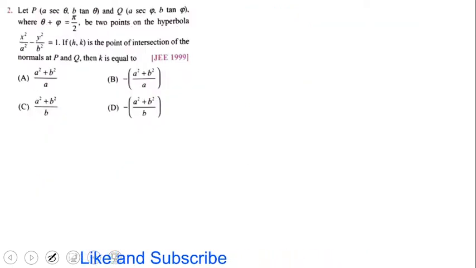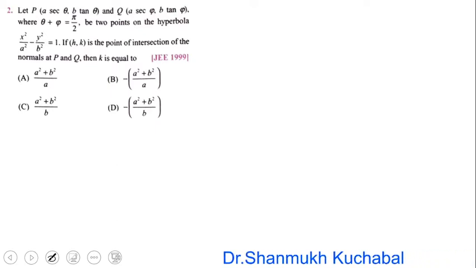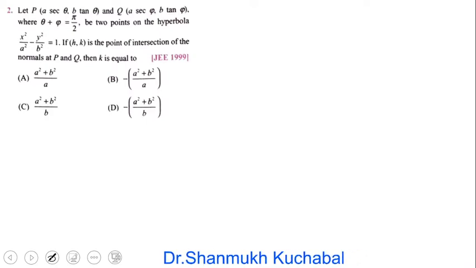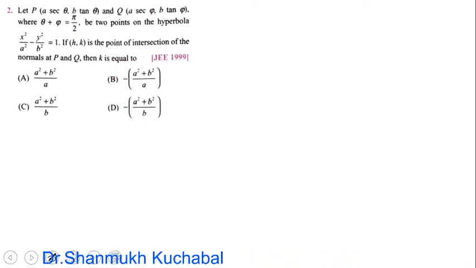Here the point P and point Q are given, where theta and phi are related by theta plus phi equal to pi by 2. They are 2 points on a hyperbola, so the hyperbola standard equation is given. If (h, k) is the point of intersection of the normals at P and Q, then we have to calculate the value of k here.